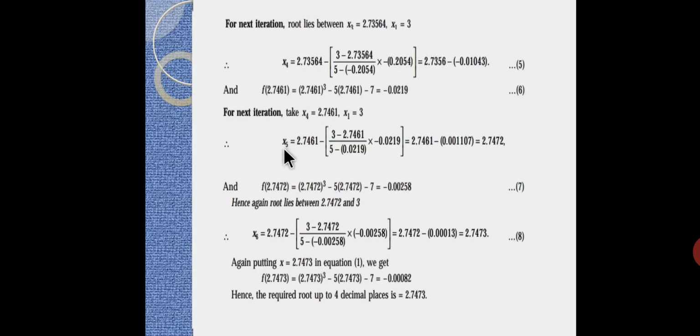So here at x5 the value is 2.7472 and at x6 the value is 2.7473. So from the 5th and 6th approximations we conclude that x is equal to 2.7473 be the required root up to 4 decimal places. This is the procedure to solve problems in the regula falsi method.